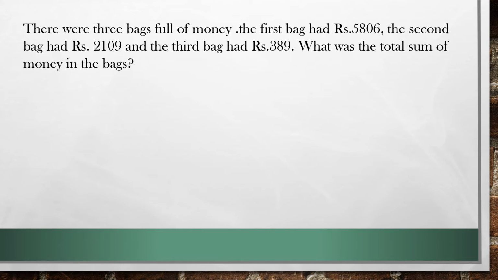Now, whenever the question says what was the total sum, it means addition. Okay, so you have to add all the numbers which are there in the question together and get the correct option. Now here I have option number 1 is 8,304, 5,815. Option number 3 is 7,420. Option number 4 is 8,204.